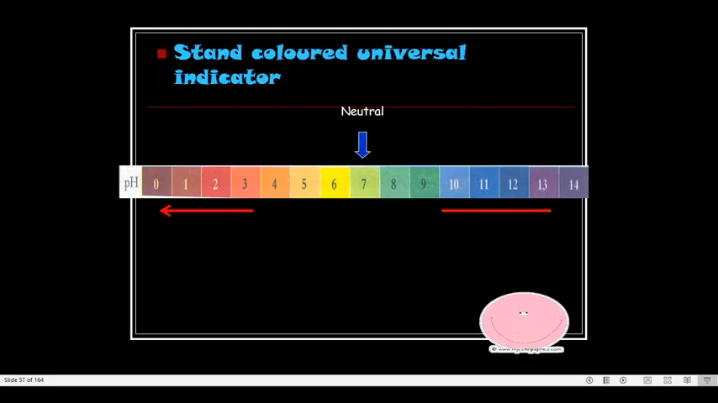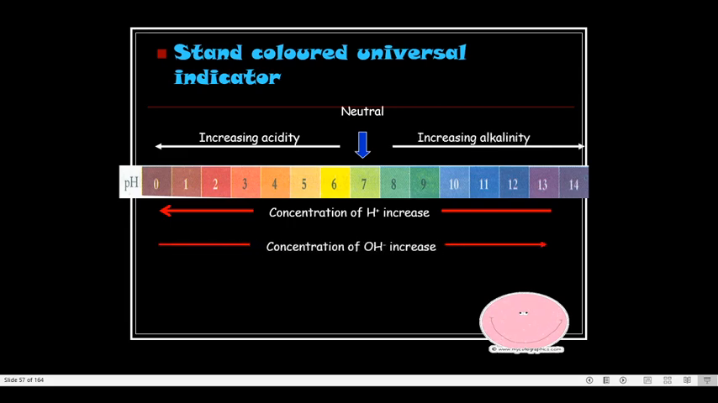Okay, ini yang tadi kita belajar. Neutral is at pH 7. When the concentration of hydrogen ion increases, the number of pH will decrease, indicating the increase in acidity. While when the concentration of hydroxide ion increases, the number of pH increases, so it shows the increasing alkalinity. Maksudnya apabila kepekatan hydrogen ion bertambah, number pH dia akan semakin berkurang, dan apabila hydroxide ion bertambah, number pH akan semakin besar.